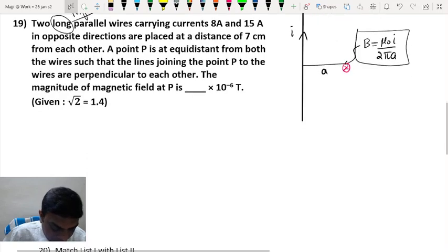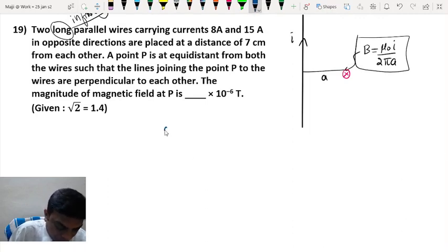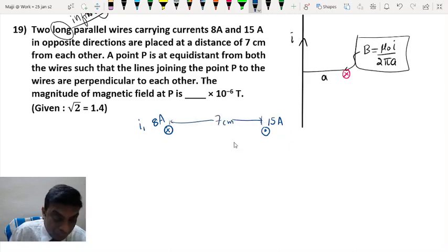Okay. Then in this situation, let us take the top view. As per the top view, I'll have two long parallel wires carrying currents in opposite directions. Suppose I take an 8 ampere current in this direction, down, and a 15 ampere current going up. They are placed at a distance of 7 cm. So this distance is 7 centimeters. This is the top view, students.